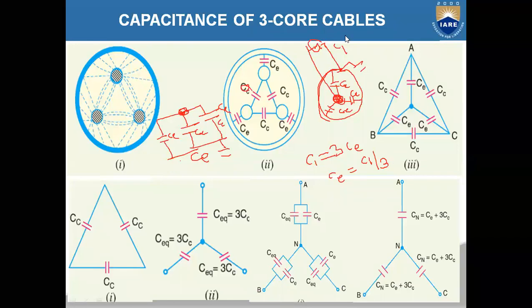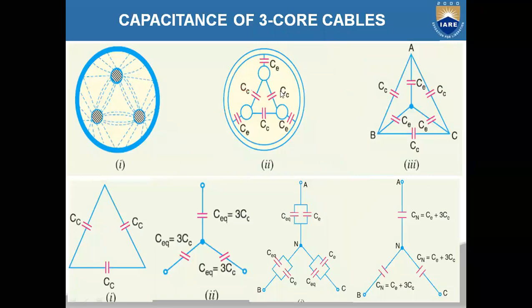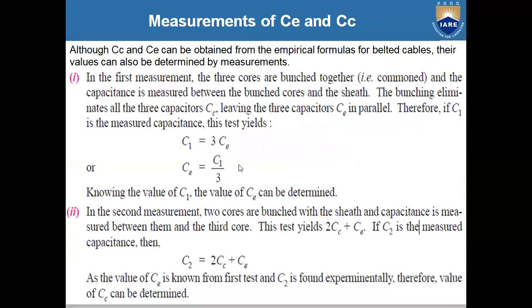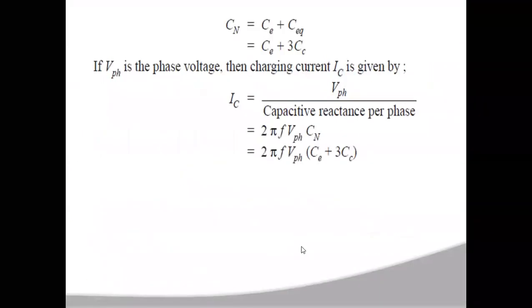Next, how can you calculate Cc? For calculating Cc, in the second measurement you have to bunch two cores with the sheath, and the capacitance is measured between them and the third core. So here you have to bunch two cores with the sheath, and the capacitance will be measured between the bunched cores and the third core.